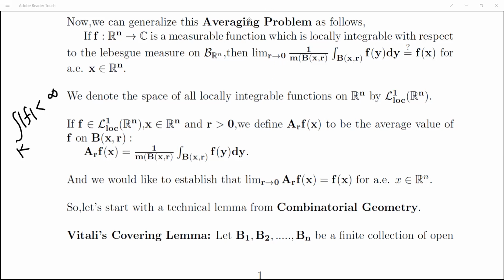So that is the definition of locally integrable functions. Now the theorem we will prove is that if f is a locally integrable function, and I take the average value of f over the ball of radius r centered at x, and then take the limit as r goes to 0, then this value will be equal to f of x for almost every x. That is the theorem we want to establish here.